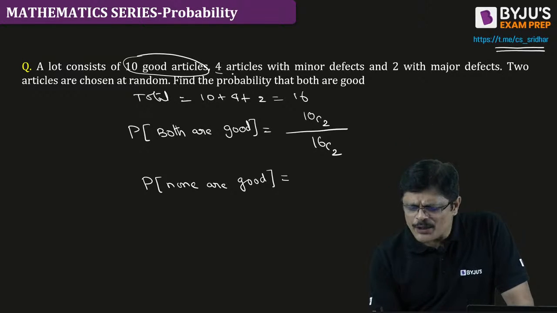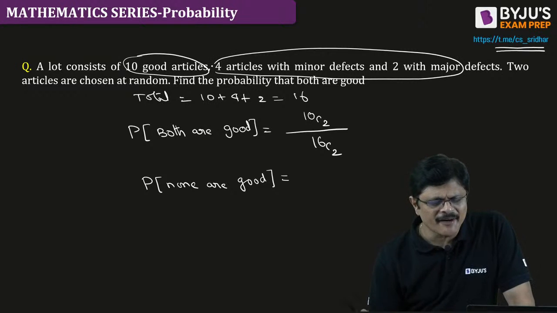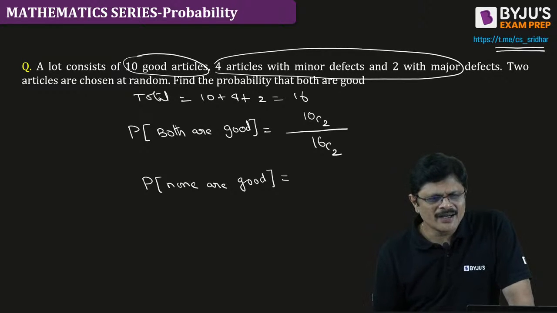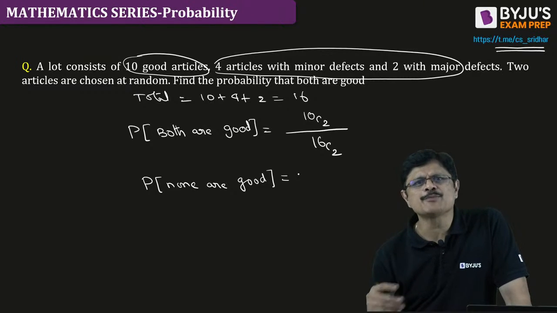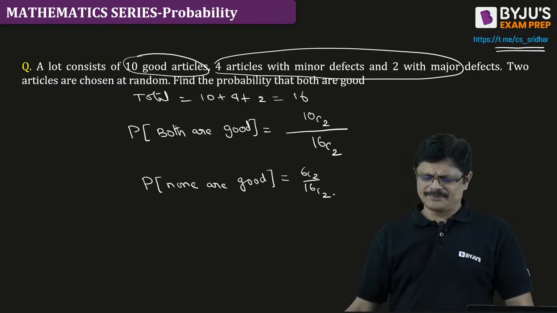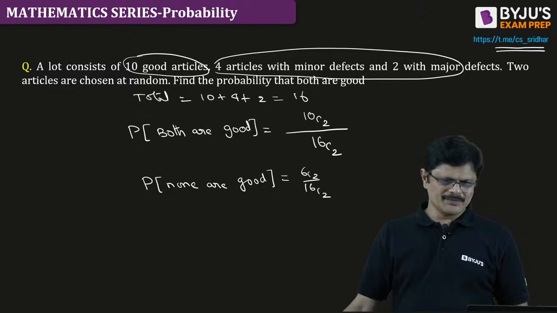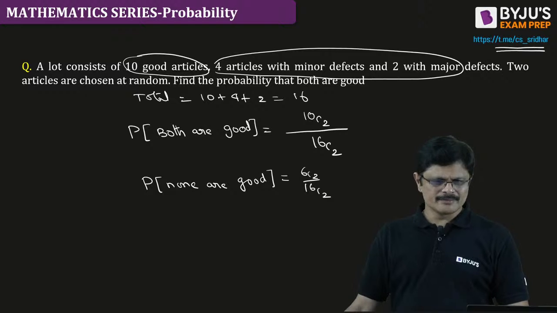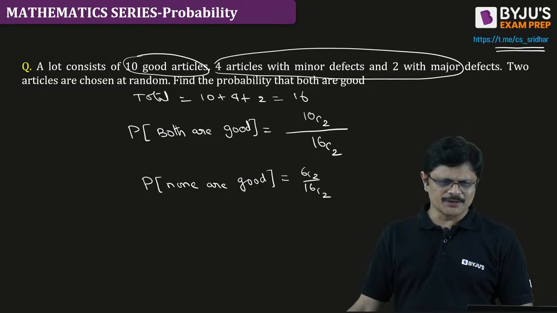None of them are good means you are actually selecting from these 6 only. 6C2. None of them are good means both are selected from the bad ones. That is 6C2 by 16C2, my dear friends. Is the idea clear? Hope you understand. Babu, clear? You made a mistake, now you corrected. Correct. Nice.